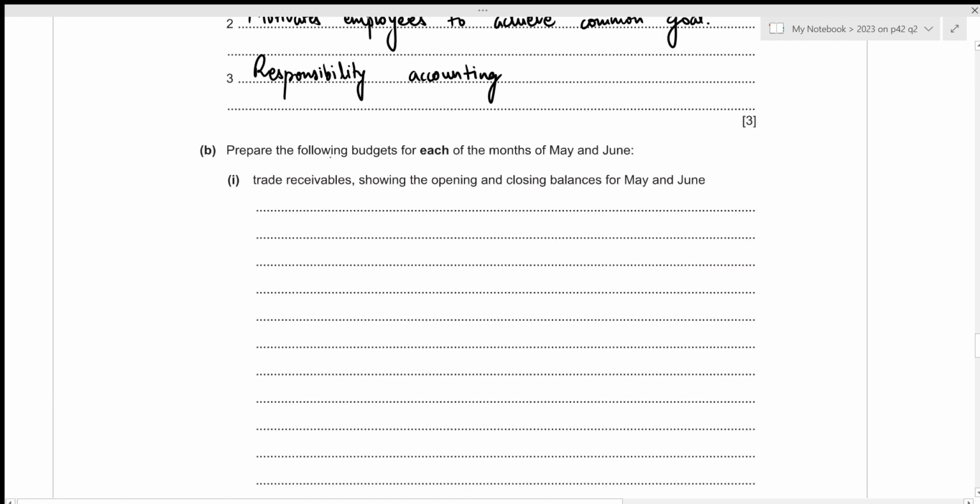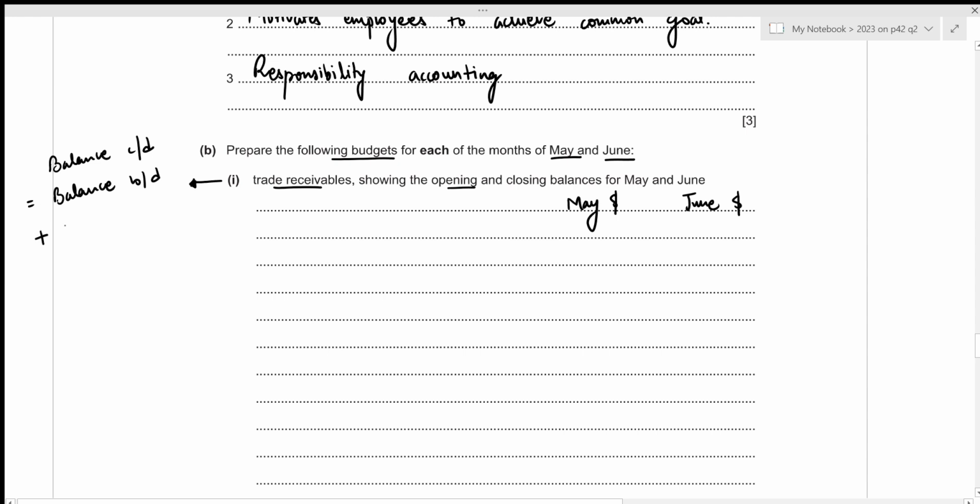Now for the second part, we need to prepare the following budgets for each of the months of May and June. Okay, for the first part, we need to prepare trade receivables showing the opening and closing balances for May and June. This is for the month of May. And remember that we are preparing a trade receivables budget. The purpose of trade receivables budget is to figure out the closing balance of your trade receivables. So in order to figure this out, we always start with the opening balance. So that's our balance brought down.